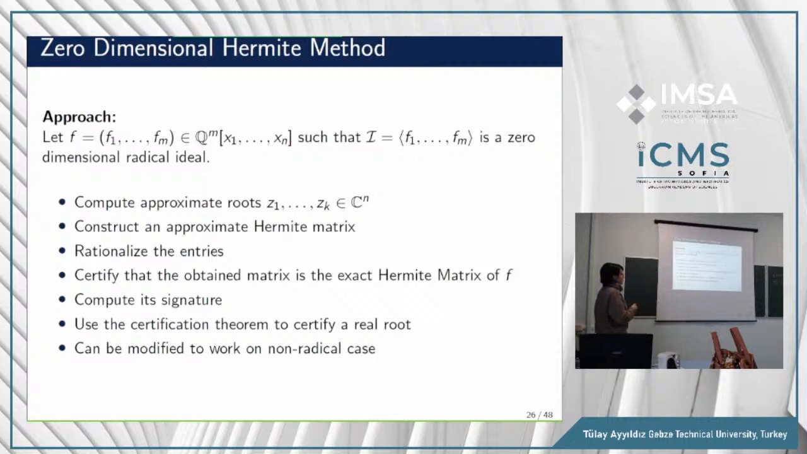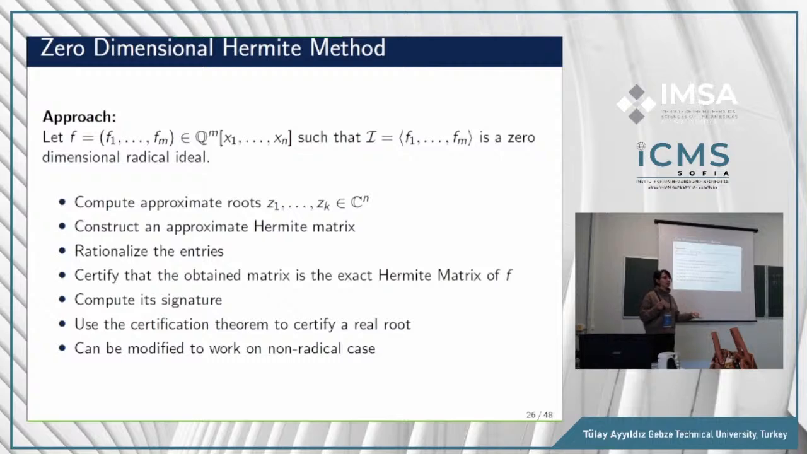So in the first step, we use Bertini and get approximate solutions of the system. Of course, we were interested in the real ones to certify. Then we construct an approximate Hermite matrix. I will define what a Hermite matrix is. It's not a Hermitian matrix. It can be Hermitian, but it's not the Hermitian we know. It's coming from Hermite's work from 1853. That specific matrix is actually extracted from a letter from Hermite to Sturm.